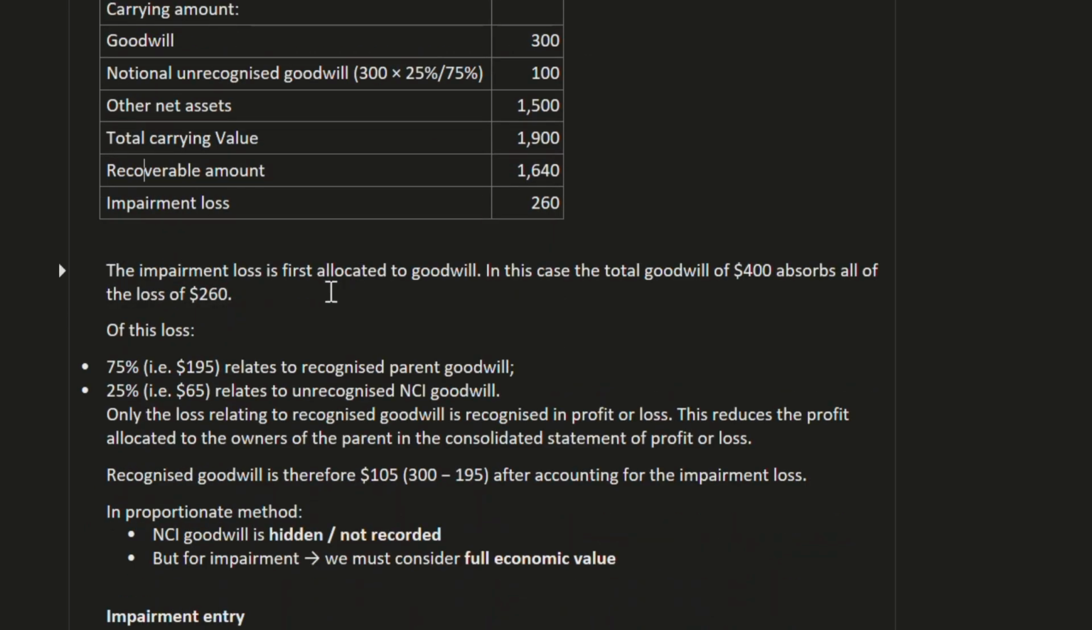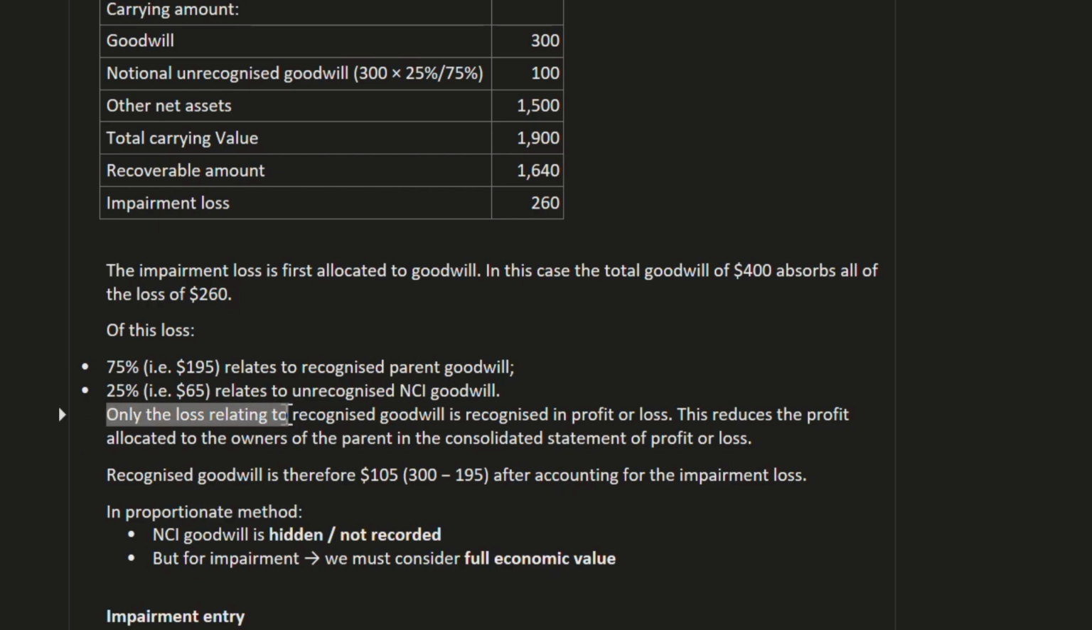The impairment loss is first allocated to goodwill. In this case, the goodwill of 400 absorbs all of the loss of 260. 75%, 195, leads to unrecognized parent goodwill. Now, how will it be calculated? 75% we have parent share, so 195 it will be. How? 260 multiplied by 75% is 195. Then NCI share we have 25% multiplied by 260 equals 65.